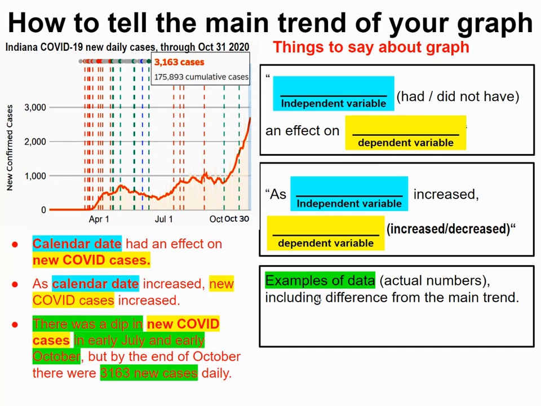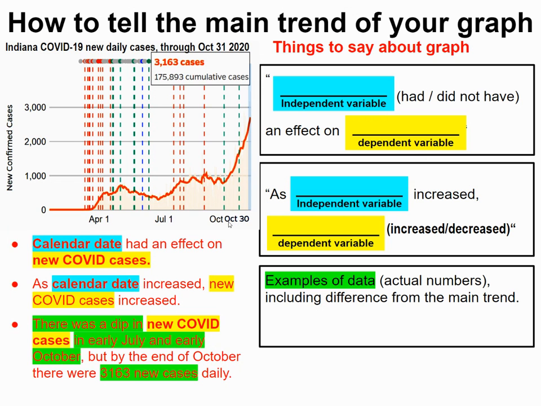And then examples of data including differences: it's not a straight line, right? So I would say there was a dip in new COVID cases, below what was happening in early July and early October a little bit. But by the end of October, there were 3,163 new cases daily. So you just say some examples of data. It doesn't make sense to say, oh, before this time it was 0, because that's not very interesting. But you might want to say it dropped to this level, anything like that that you think is important to talk about.